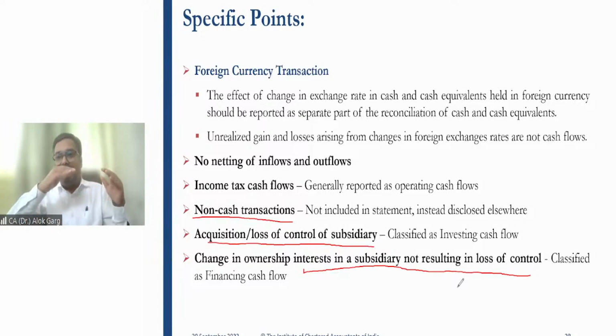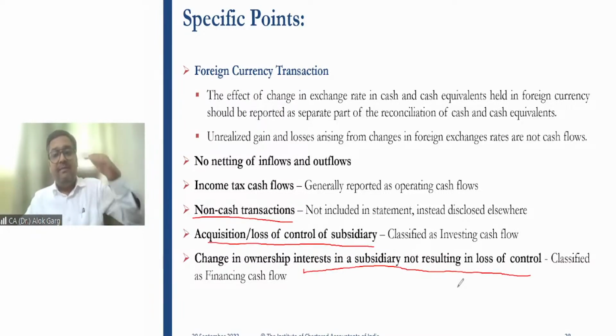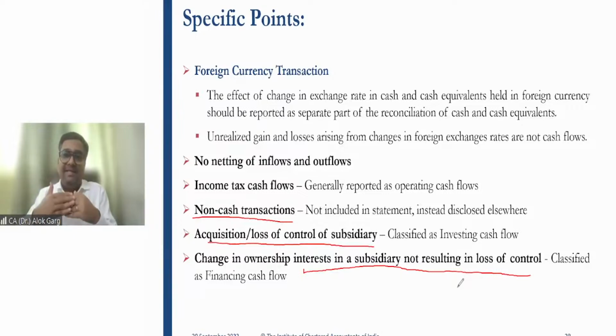So the company is changing the ownership interest in a subsidiary. And when I'm saying changing, I'm talking from the decreasing side, not from the increasing side. If the company is increasing the control in the subsidiary, it is an investing activity. But you tell me, if a company has a 100% subsidiary, the company has control. And now the company wants to dilute this investment. The company wants to sell 30%. Still the company will have control.